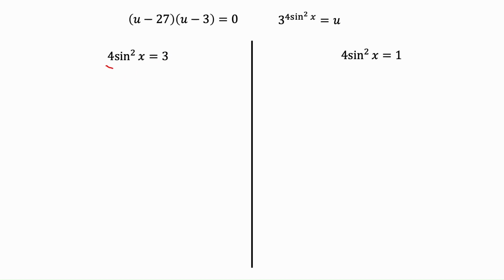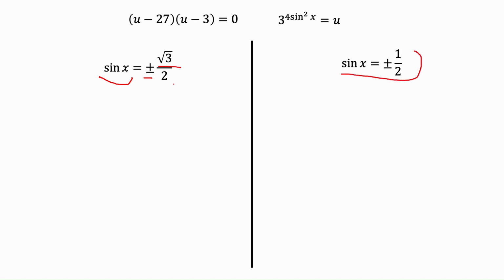So 4 sine square x needs to be equal to 3, and here 4 sine square x needs to be equal to 1. So in our first condition, sine square equals 3 over 4. And second, sine square equals 1 over 4. So we can take a square root from both sides. So sine x equals positive or negative square root of 3 divided by 2. And here sine x equals positive or negative 1 over 2.